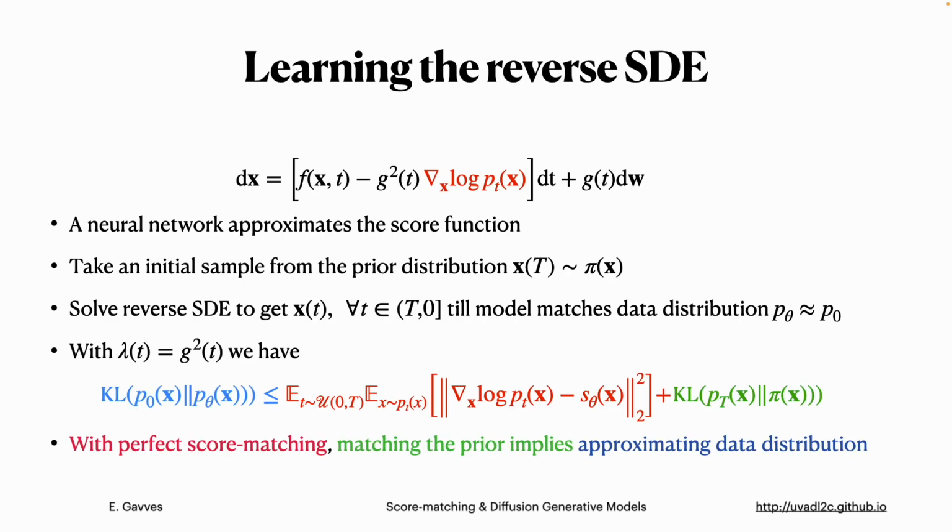So how do we learn this? A neural network approximates the score function here. We take an initial sample from the prior distribution, so let's say this is our Gaussian, and we solve the reverse. We pass it to the numerical solver until the model matches the data distribution. So in the end we want our final model output to be very close to the data distribution. This can be shown to be equivalent to optimizing this ELBO.